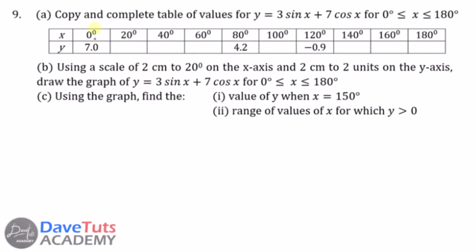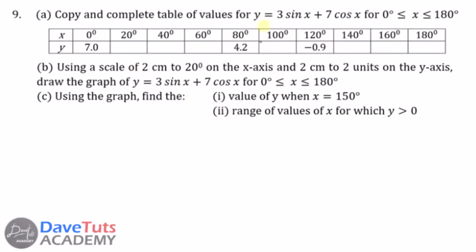We have this question on graphical solution to trigonometric functions, and we are asked to copy and complete the table of values for y = 3 sin x + 7 cos x for values of x ranging from 0 to 180 in incremental values of 20 degrees, just as shown on this table. We have some values already inputted there, so we can use that to confirm if what we're doing is on the right track.